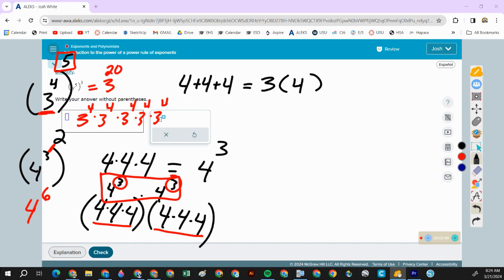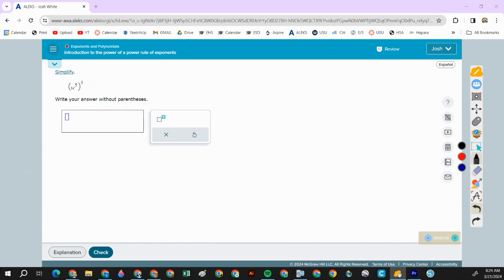Okay. So in this problem, w to the 5th to the 3rd, that's like saying w to the 5th times w to the 5th times w to the 5th, which is w to the 15th.